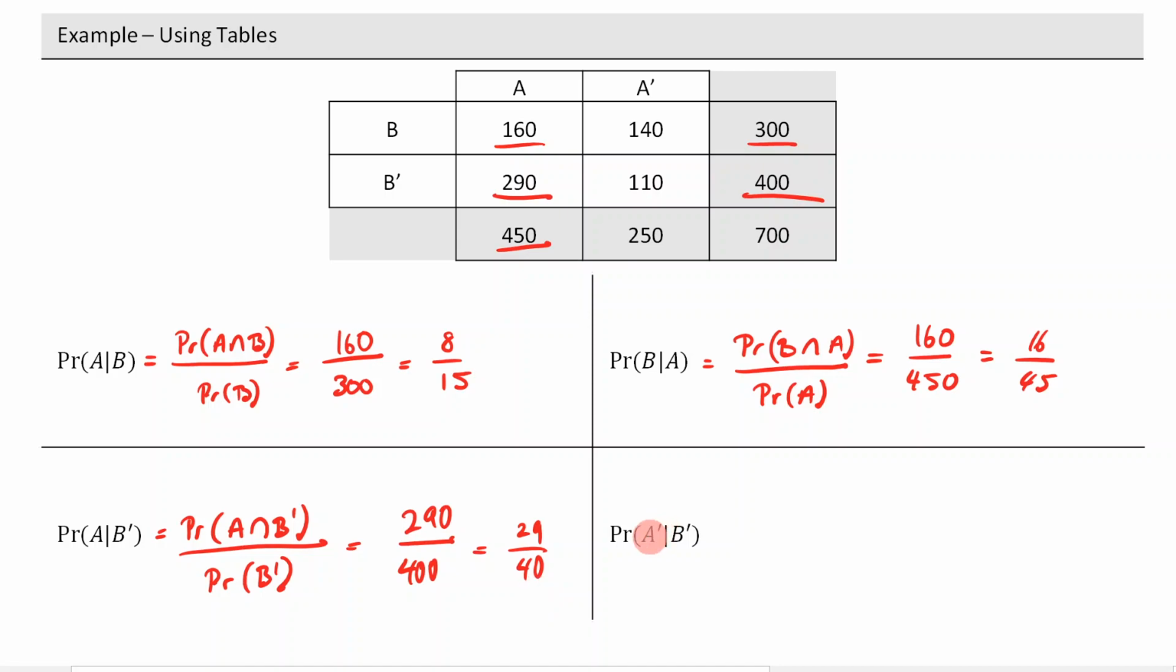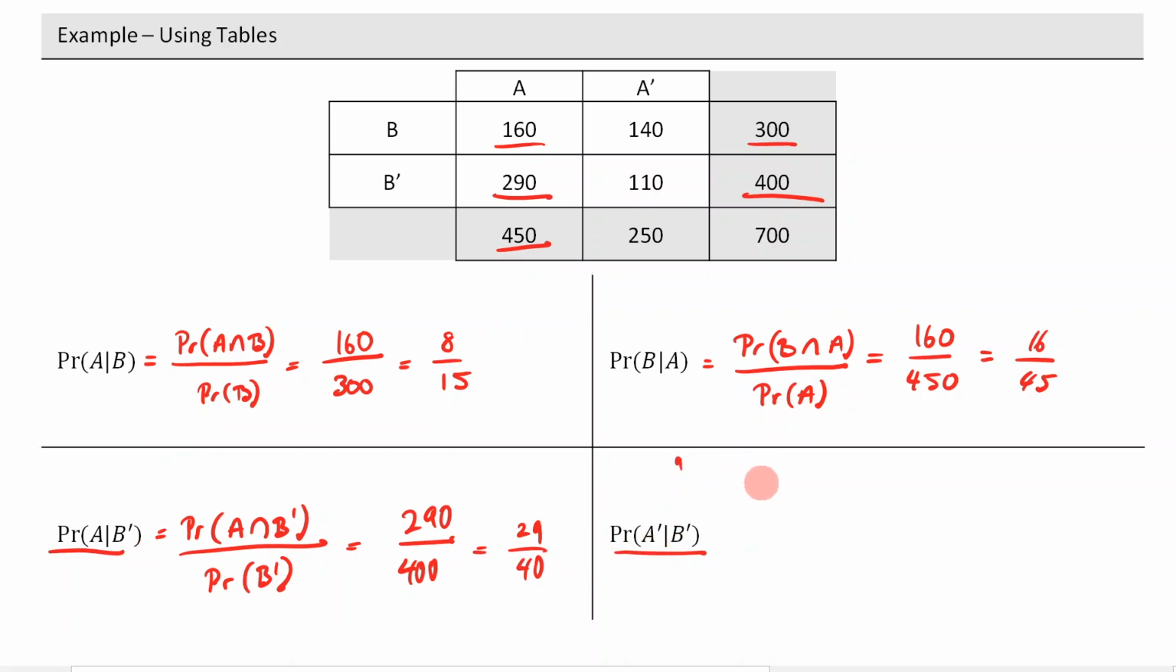And then we come to our last one here, which is the probability of the complement of A given the complement of B. Now, what you might notice immediately is that this and this, these are complementary events. So what I could simply do to answer this is go 1 minus 29 on 40, and that means my answer will be 11 on 40, because I know that this and this are complementary.